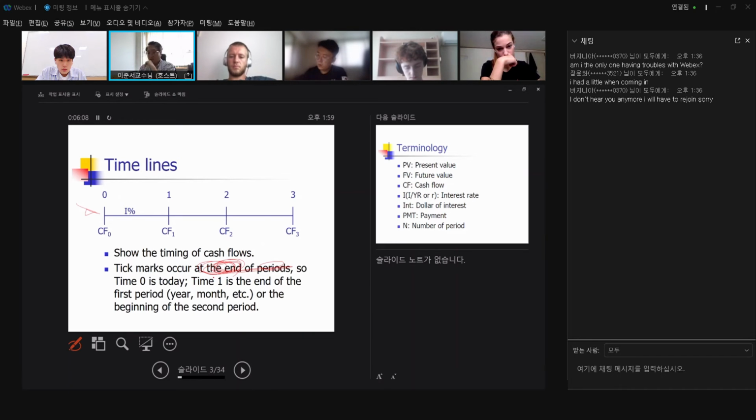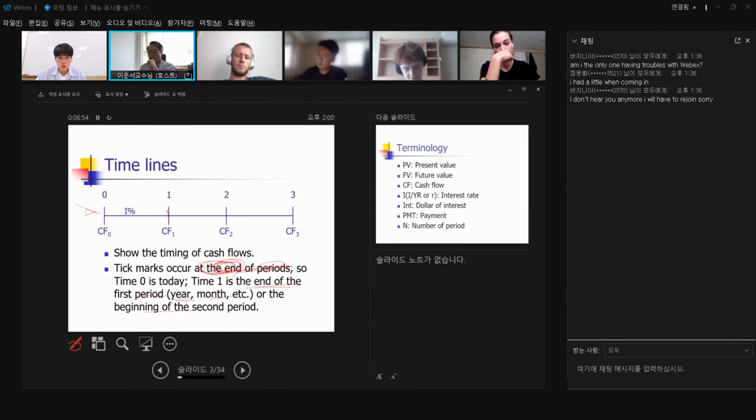Time 0 is today. Time 1 is at the end of the first period. Period may be a year, a month, a week, even a day. The end of the first period is also the beginning of the second period, right? If we receive the money at midnight today, then we can receive the money at 12:01 a.m. tomorrow. That's the same thing, right? So the end of the first period can be considered the same as the beginning of the next period.